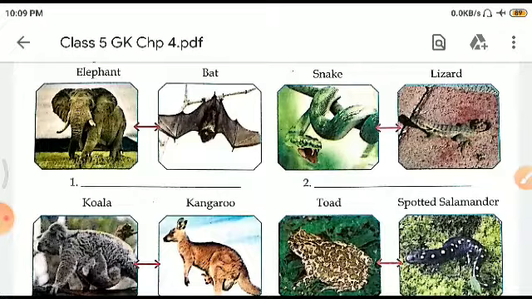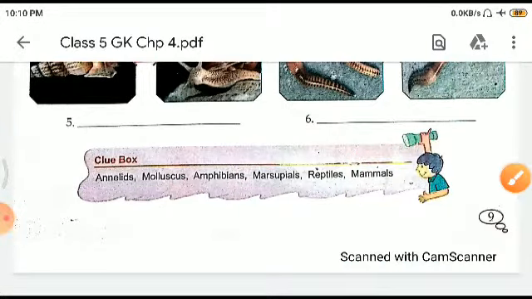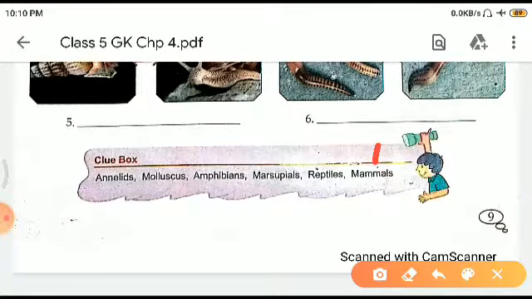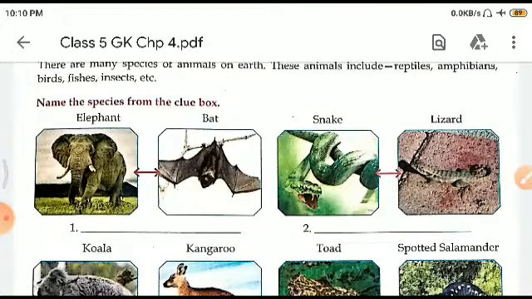Now the first is elephant and bat. What is the similarity between the two? The two can reproduce, they don't lay eggs, and that is why they come under the group of mammals. Let us see if mammals is in the choice. Yes, mammals is here. So the first group is of mammals, right? Elephants and bats are mammals.